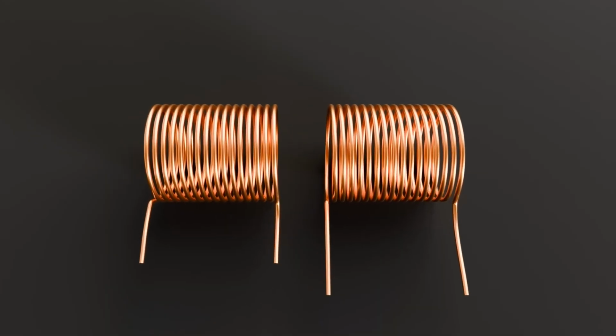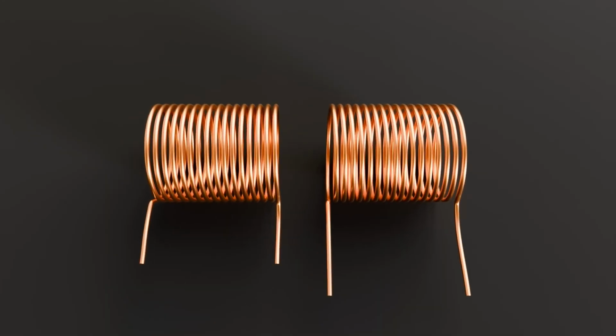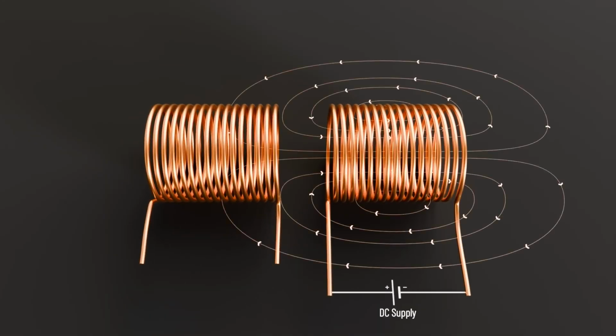Let's replace this bar magnet with another coil. If we connect this coil to a DC supply, the magnetic field produced by the coil looks very similar to the magnetic field of the bar magnet. As the magnetic flux linking with the first coil is not changing with time, no voltage is induced in the first coil. That's why electromagnetic induction does not work with a DC supply.